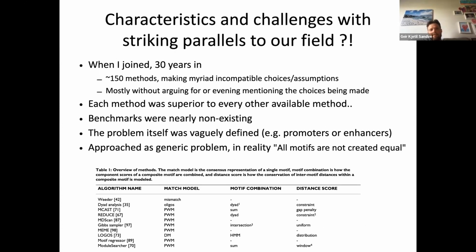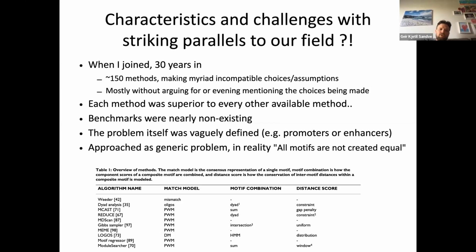So this field seems to have some characteristics and challenges that I think have striking parallels to our field. I joined this protein DNA binding field when it was 30 years in, so roughly 30 years after 1977. At that point, there were 150 methods. They made a myriad of different incompatible choices and assumptions in every combination for different parts. And mostly they didn't even explicitly spell it out, so one had to go sometimes even into the code to see what assumptions they did make. When they published, every method was superior to every other available method they compared against.